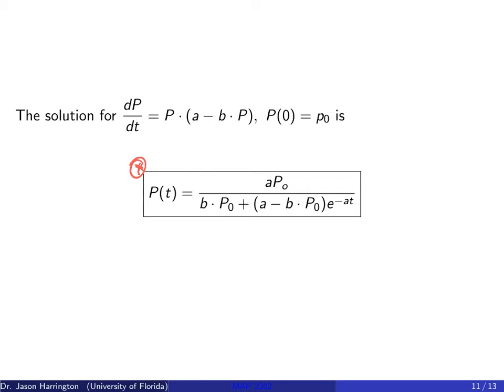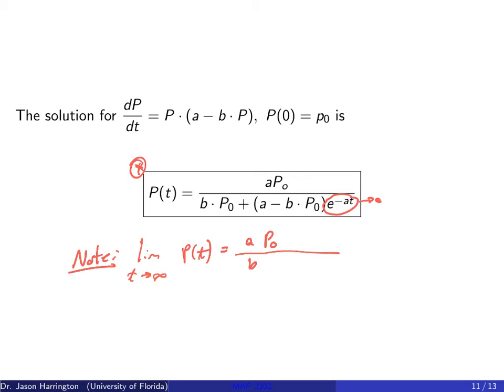Now note that the limit as t goes to infinity of P of t is just going to be A over B, because this term here goes to 0.